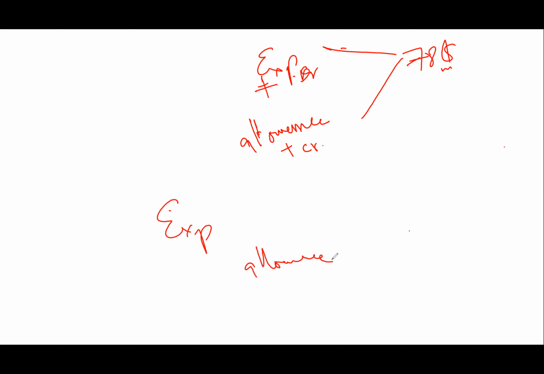And which expense? This is uncollectible expense to allowance for uncollectible, 78.